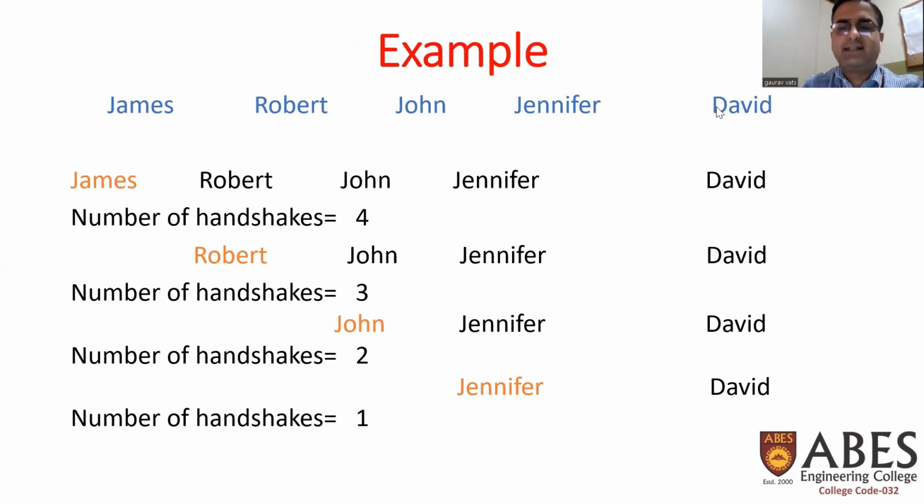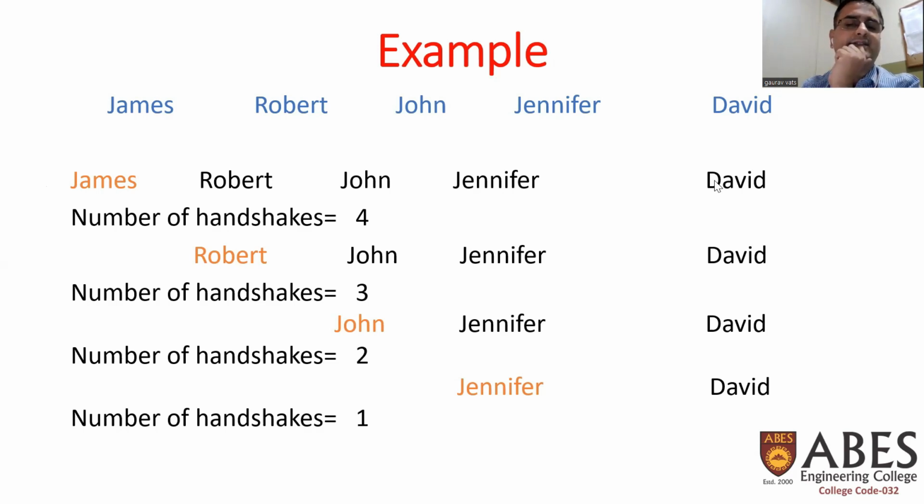The problem says that there are 1, 2, 3, 4, 5 members in a meeting. Like the problem we are discussing right now. And the members' names are James, Robert, John, Jennifer, and David. Now, in the first case, James is shaking hands with Robert, then John, then Jennifer, and David.